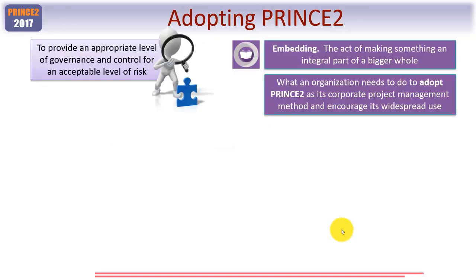Okay, adopting PRINCE2. There's 2 particular phrases here you need to differentiate between. One is tailoring and the other is embedding. Now, what you're trying to do here is to provide an appropriate level of governance and control given a project's particular acceptable level of risk. So the phrase embedding is the act of making something an integral part of a bigger whole. You see, what an organisation needs to do is to adopt PRINCE2 as its corporate project management method and encourage its widespread use. Can you see the difference between embedding, described here, versus general tailoring for a specific project?